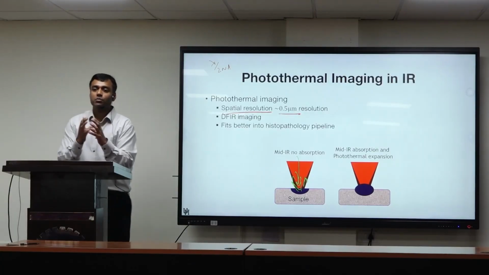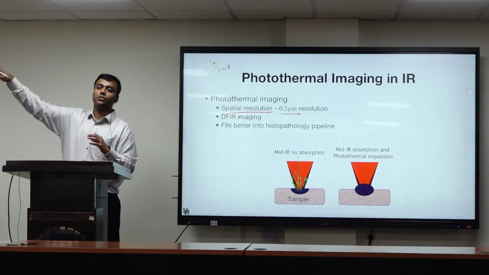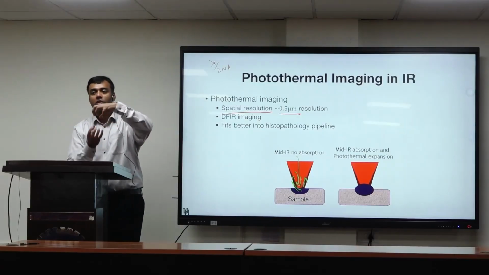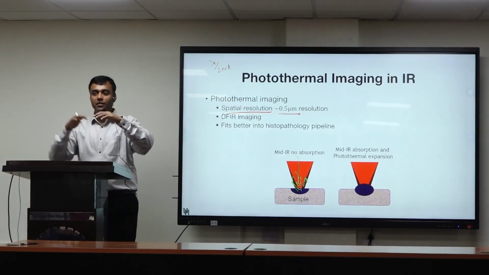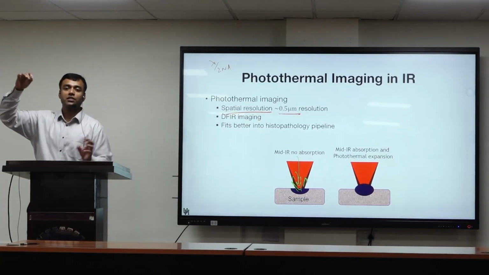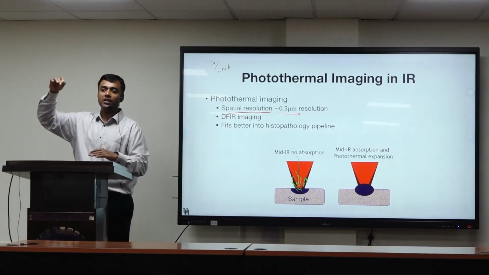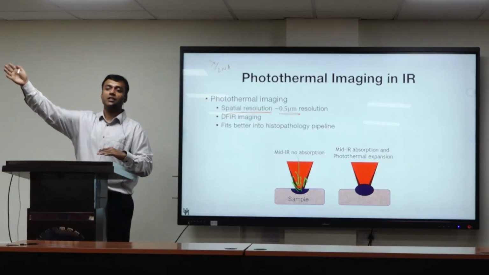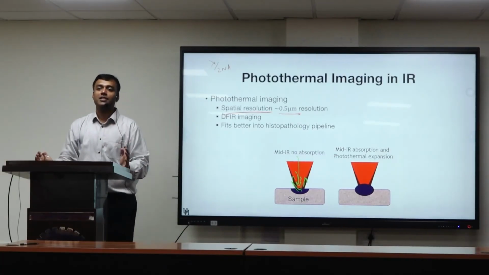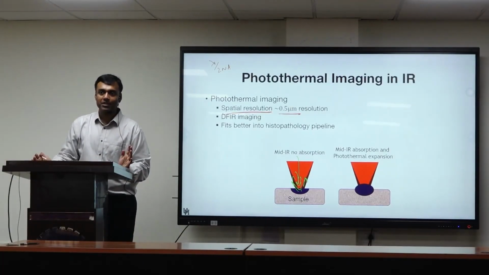If there is more absorption, there is more of a change. So you have on and off, and you take the difference. There will be a big change if there is a lot of absorption. If there is no change, there will be zero signal change, right? So that's the essential principle of photothermal imaging.